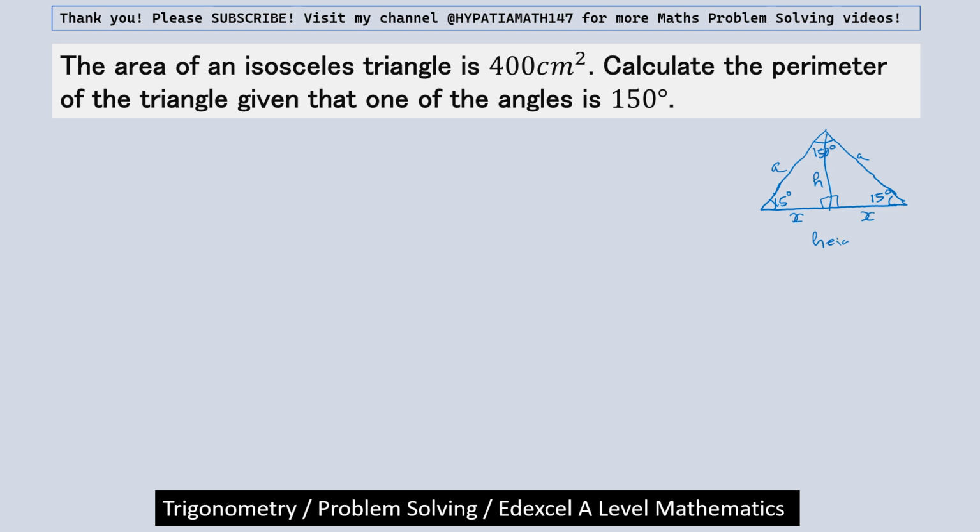So for this triangle, height is h, base is 2x, and the perimeter therefore would be twice a plus twice x. That's the perimeter, so that's what we have to get to. Now we can use tan 15 degrees is equal to h out of x. So you can use a calculator, or you can use the double angle formula. So tan 15 degrees we need to find.